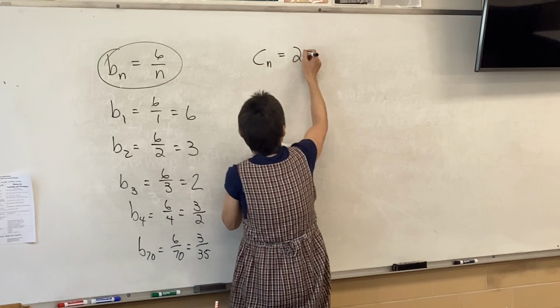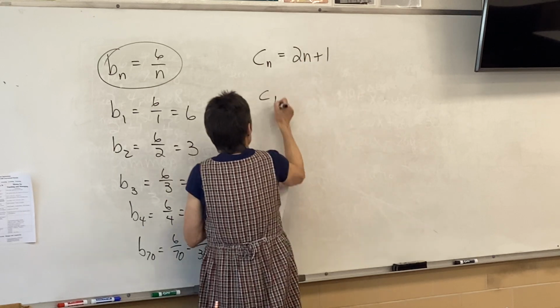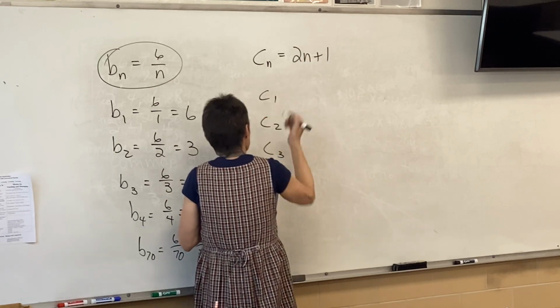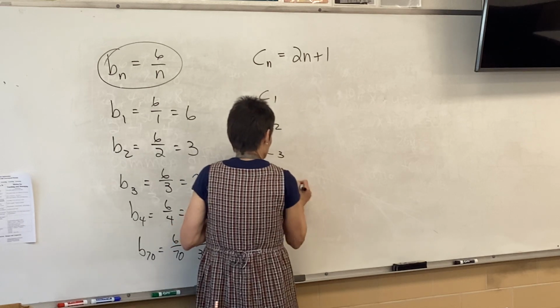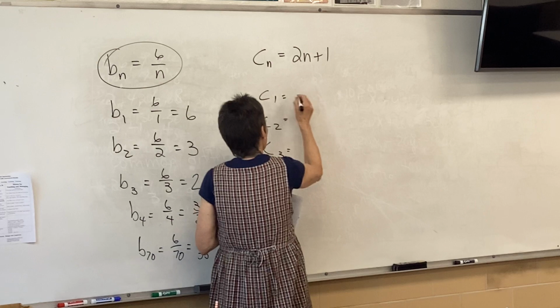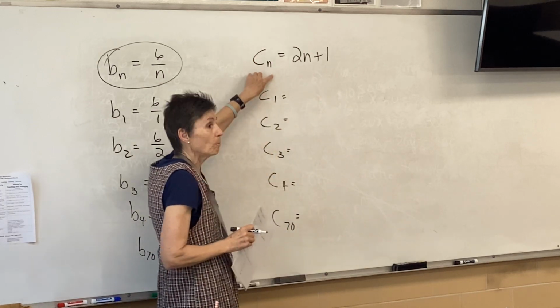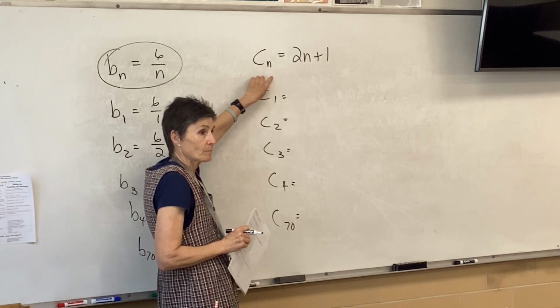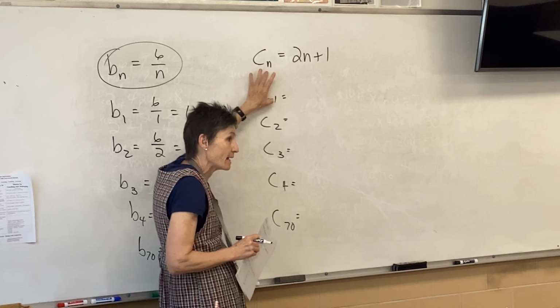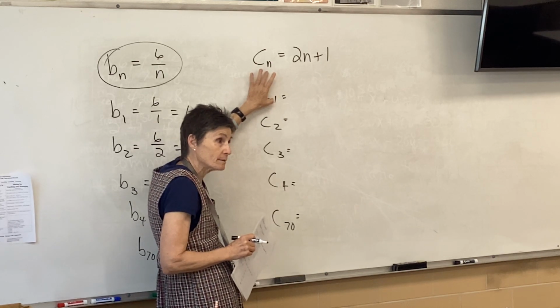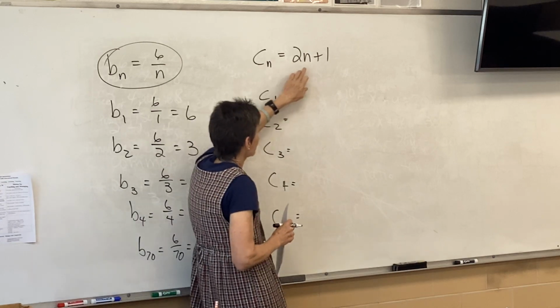Another one, same exact idea. This time they called it C, doesn't really matter what they call it. Alright, here we go. Can you figure out what C sub 1 is? This is called C sub 1, and clearly we're letting n be 1. So what will C sub 1 be?